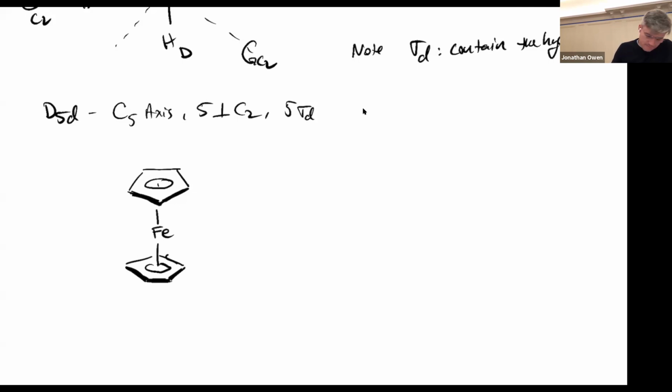in the staggered configuration. Let's do a C2 operation here. And we're going to take a look at this thing from the top.